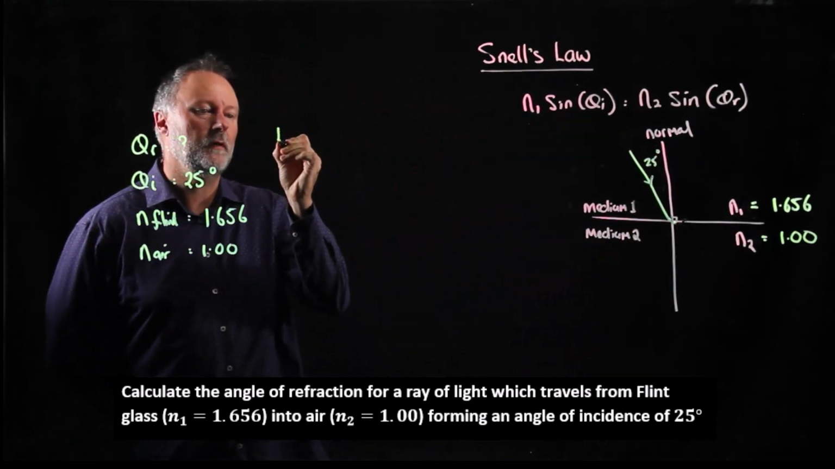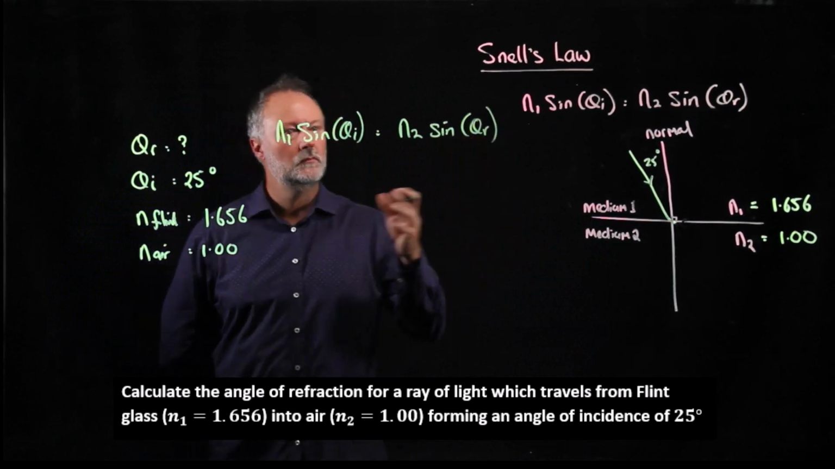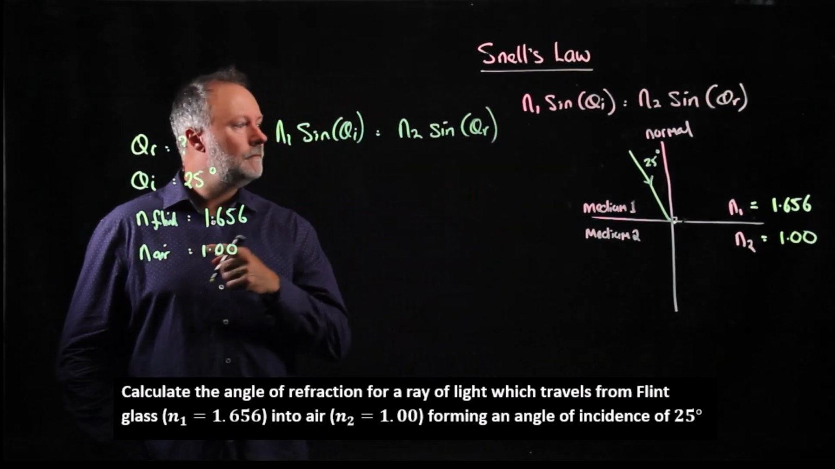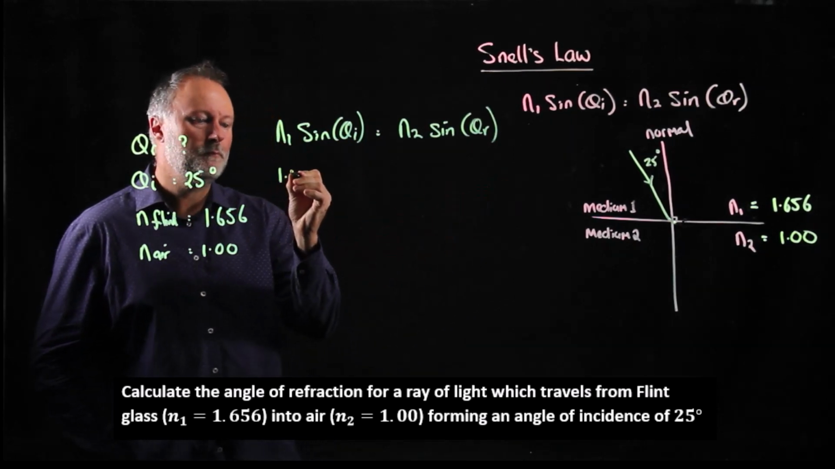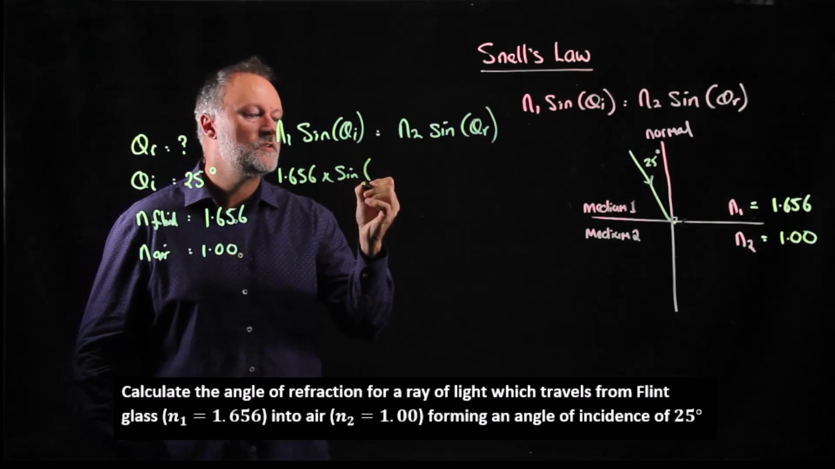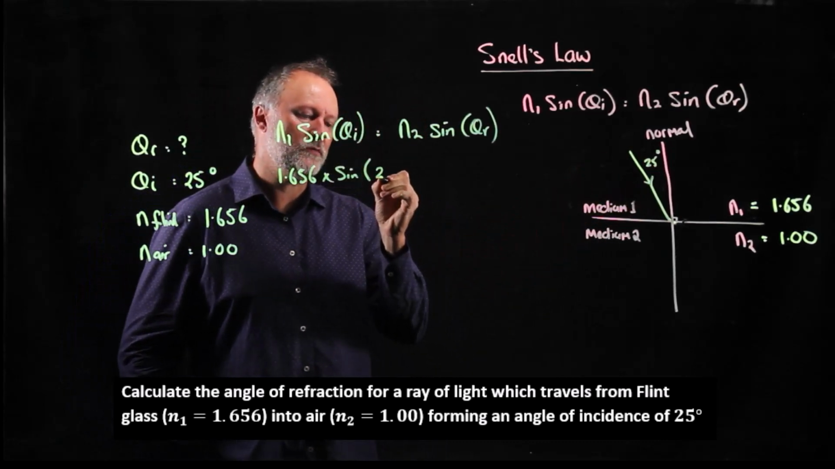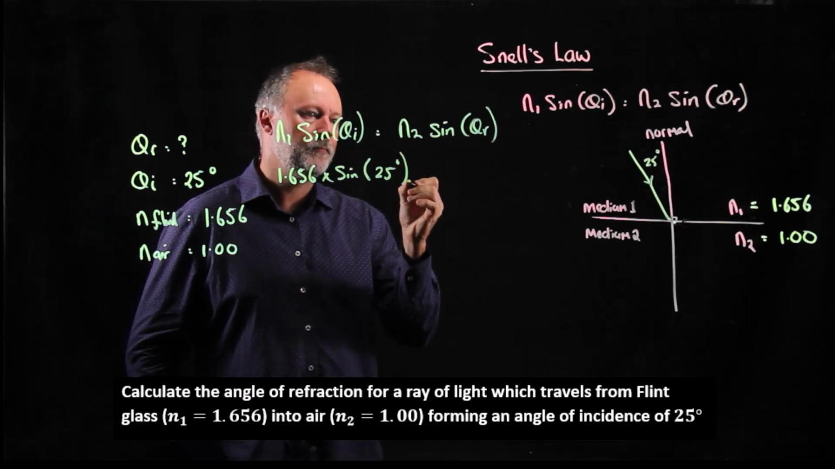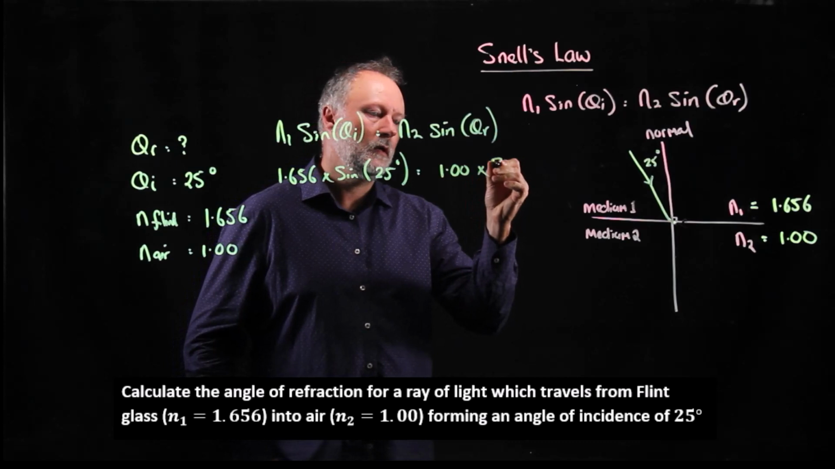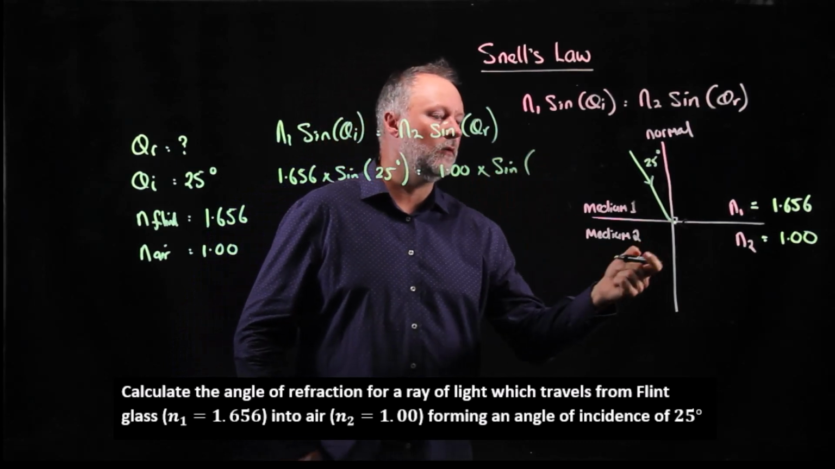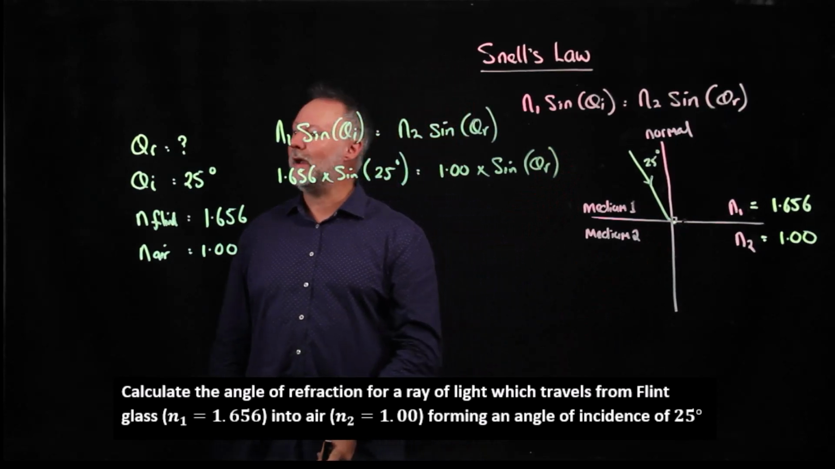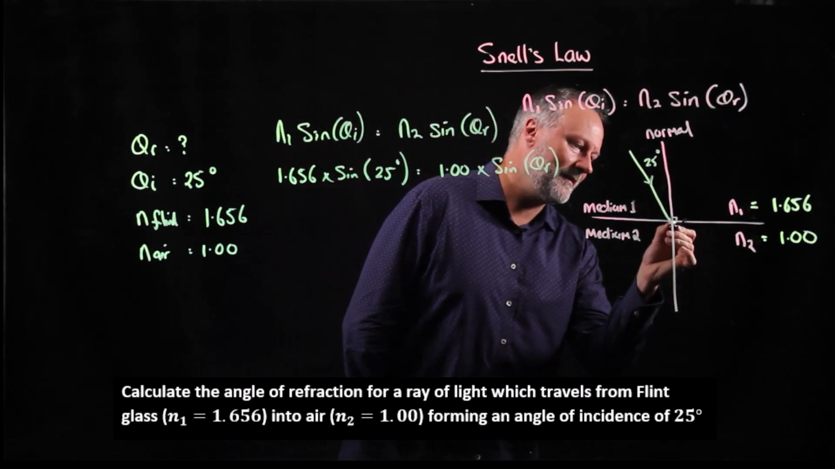Let's write down Snell's law. Nice equation. Let's fill some values in. So first of all, N1 has a value of 1.656 times sine of the incident angle, which was 25 degrees. That's equal to N2, which is 1.00 times sine of the angle of refraction, which in this diagram we actually haven't even drawn. So let's draw this one in.